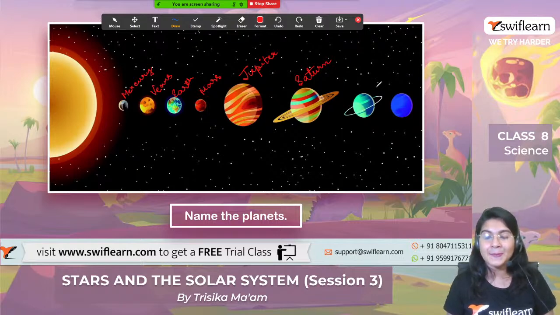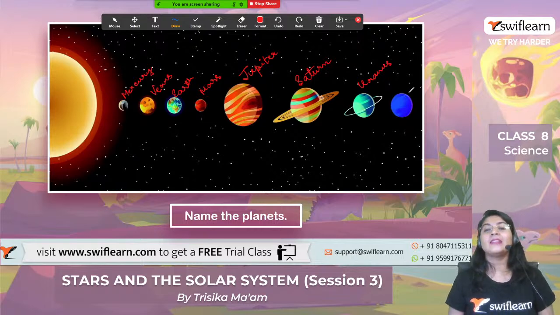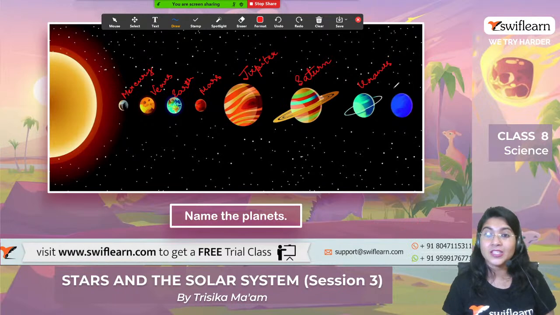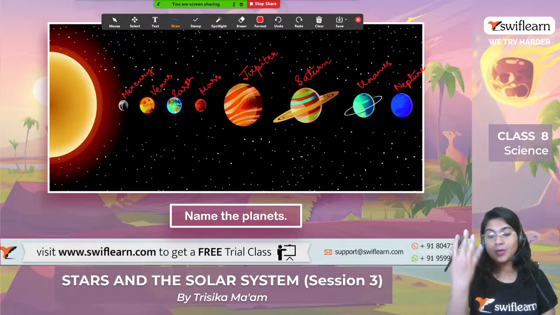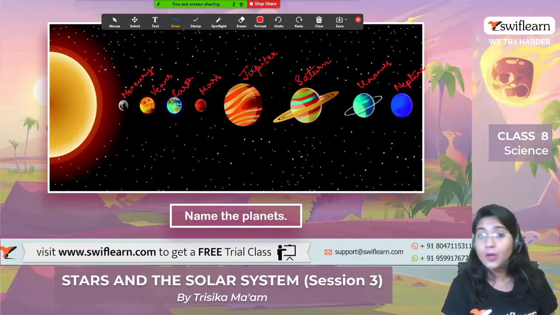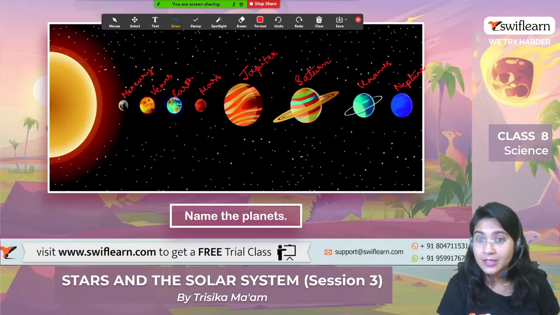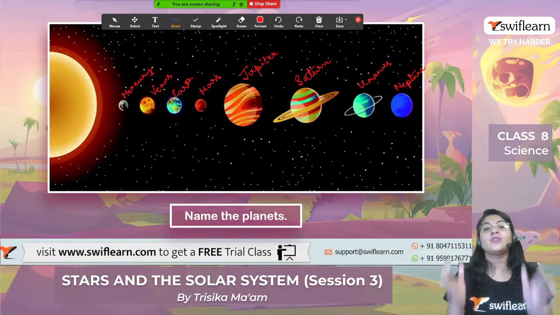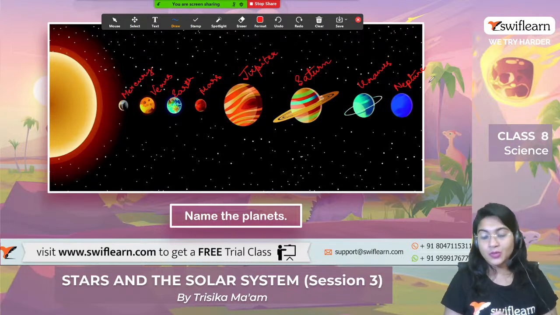We can see starting from the U, that is Uranus. And the last one, that is the farthest from the sun, its name is Neptune. After that Pluto is also there, but Pluto is the dwarf planet. We have already mentioned this in the last session, right? So these are the main 8 planets which are present in the solar system.